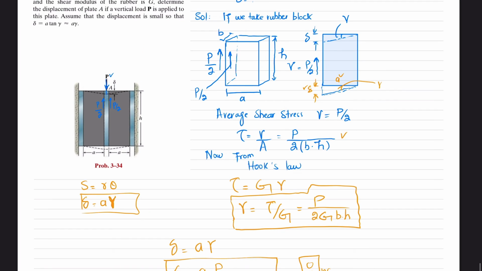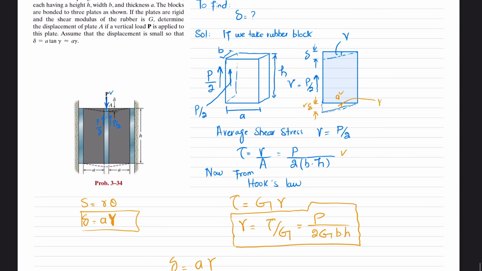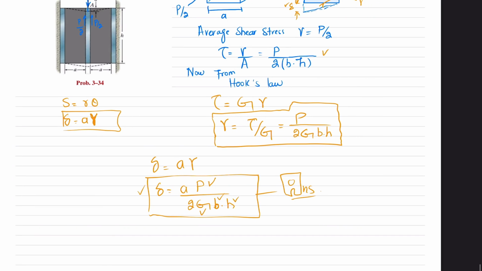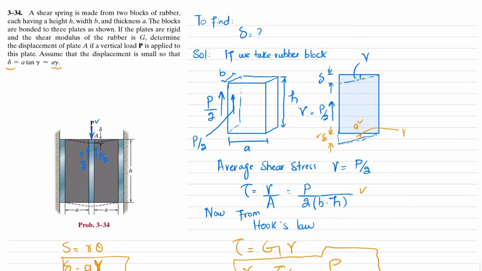You can see we have to find delta is equal to a gamma, and from this we know that delta is equal to aP divided by 2G b h, where P is the load, G is the modulus of rigidity, b is the breadth or width of this rubber block, and h is the height. So this was a very simple problem.